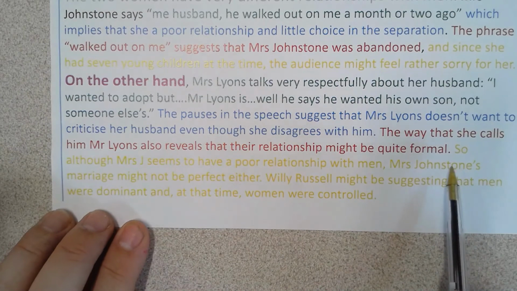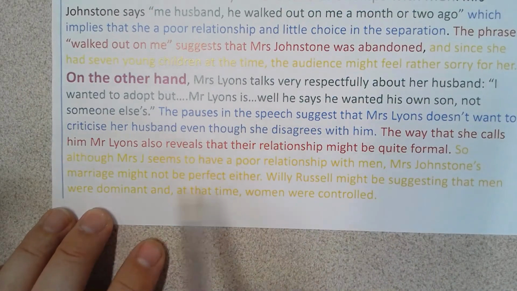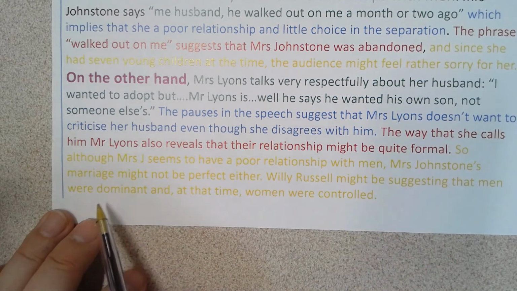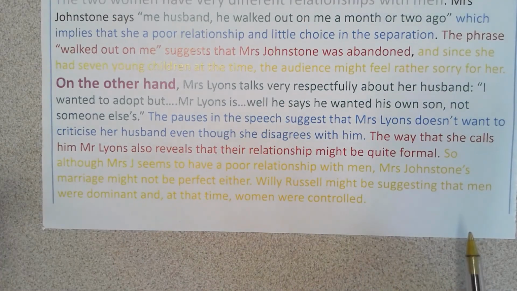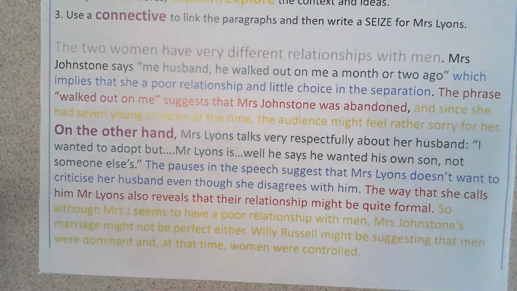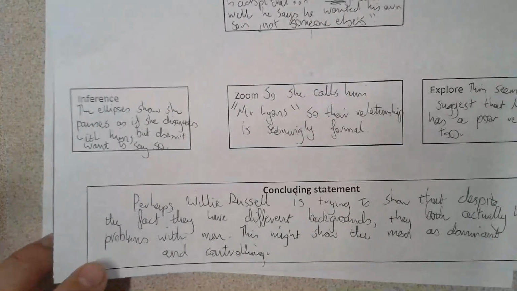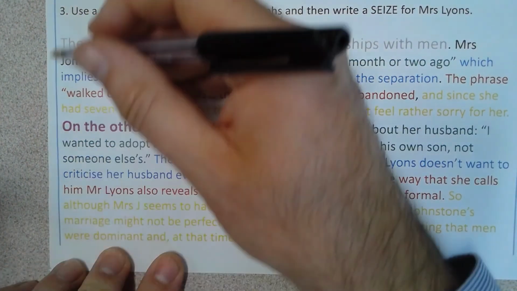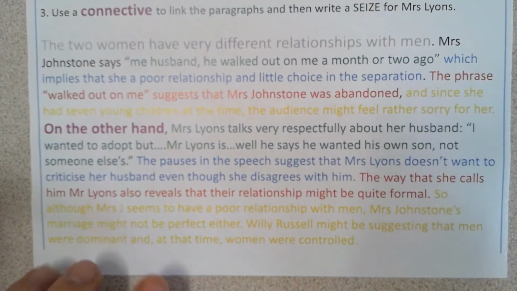So, and this is my concluding statement, although Mrs. Lyons seems to have a poor relationship with men, Mrs. Johnstone's marriage might not be perfect either. Willy Russell might be suggesting that men were dominant and that at that time women were controlled. So I've literally copied my ideas down from my planning sheet to create a nice, secure, well-written paragraph here, and this is what we want you to have a go at.